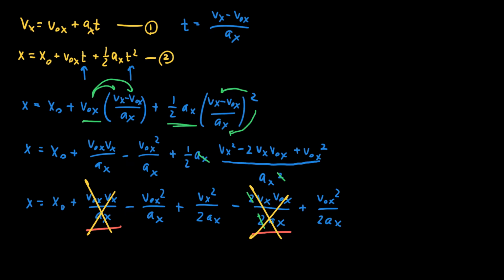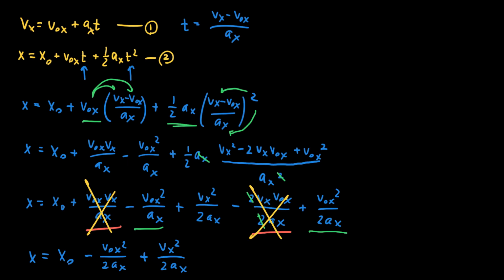I also see that I have a minus v naught x squared over ax and a plus v naught x squared over 2ax. And so minus 1 v naught x squared over ax plus 1/2 gives me a minus 1/2 of that type of a term. So I'll write x equals x naught minus v naught x squared over 2ax. And then I have that other term, which is not going to cancel, which is plus vx squared over 2ax.